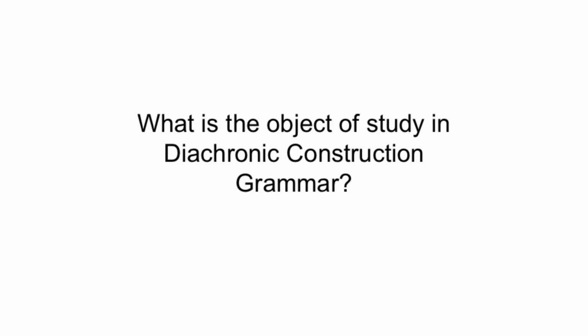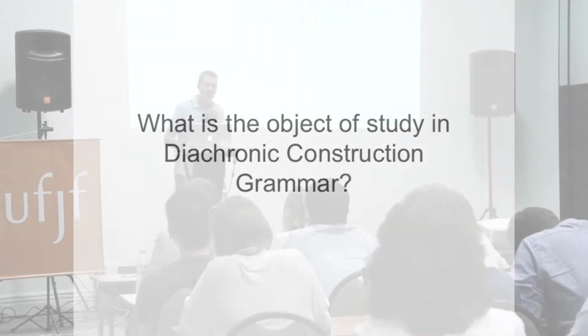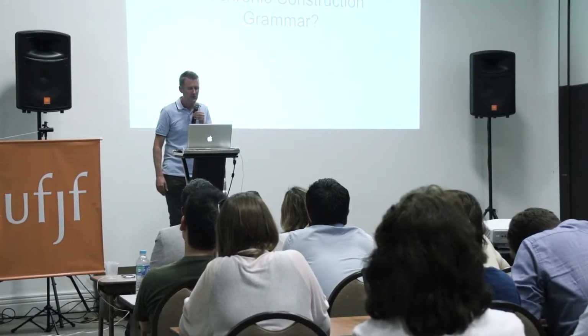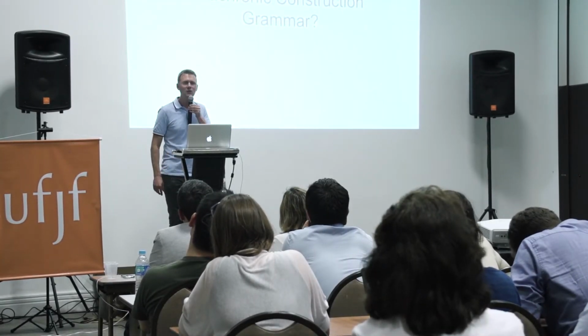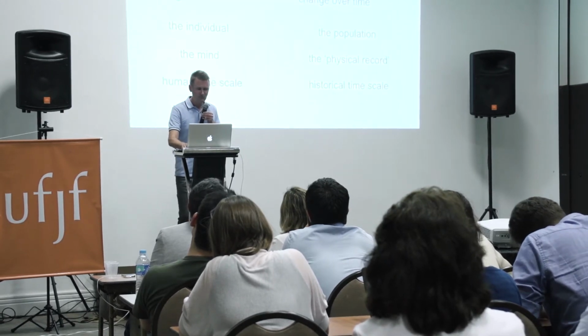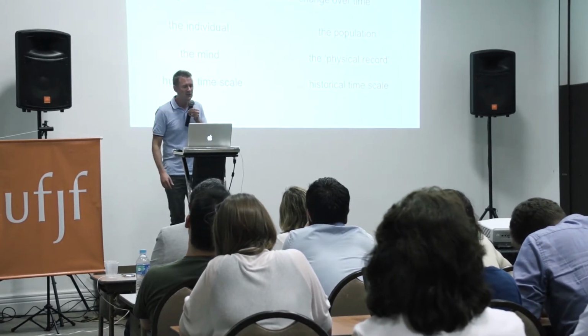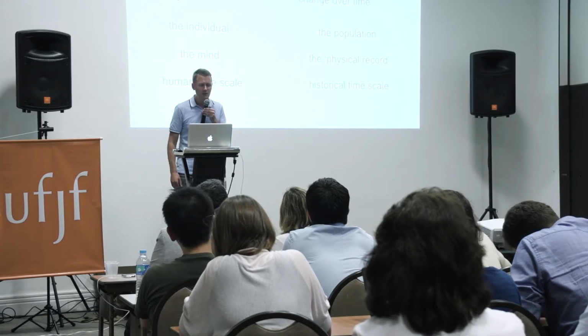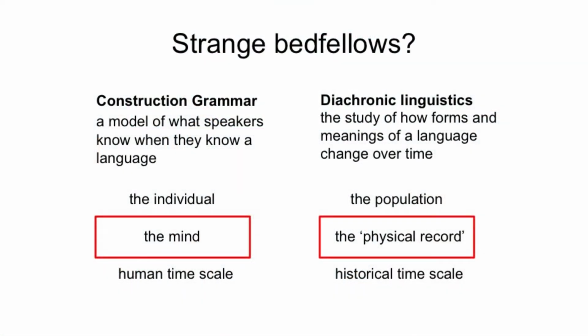And at first glance, the answer to this seems to be rather trivial. In fact, I had it on the slide. The object of study are constructions and how they change over time, changes in the constructional network. However, constructions and how they change over time can be understood in quite different ways. So, do we talk about constructions as mental representations of language, pieces of linguistic knowledge, generalizations that may change over time from one generation to the other?